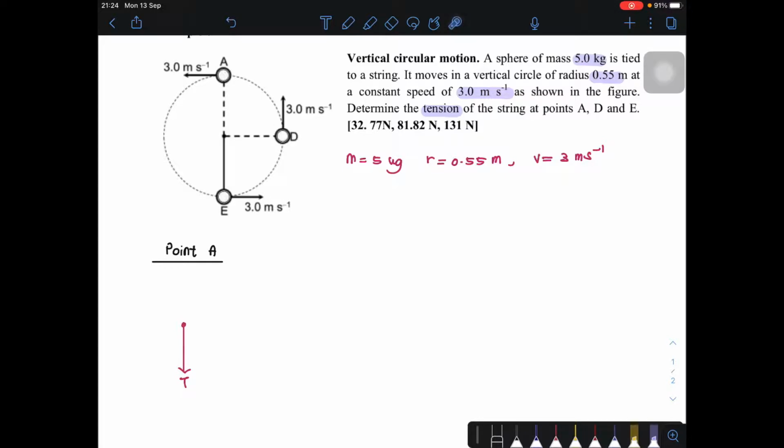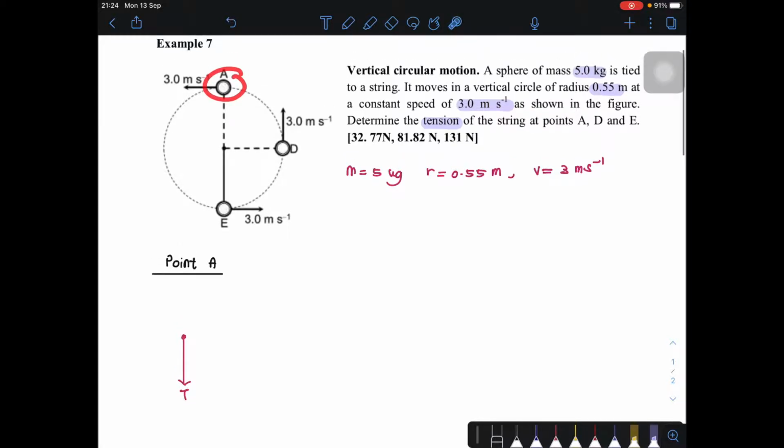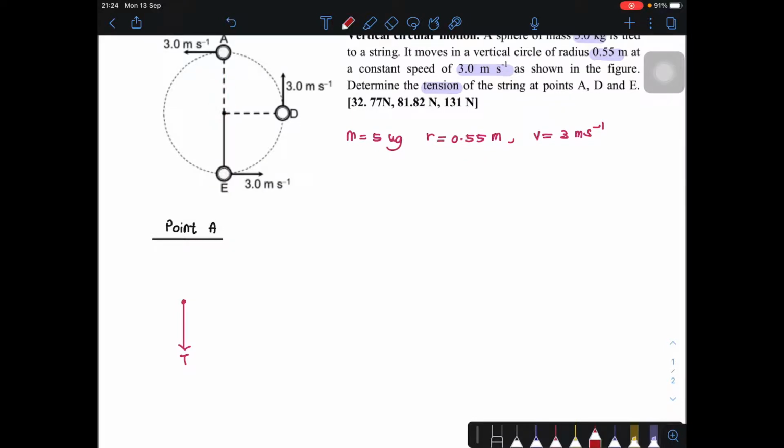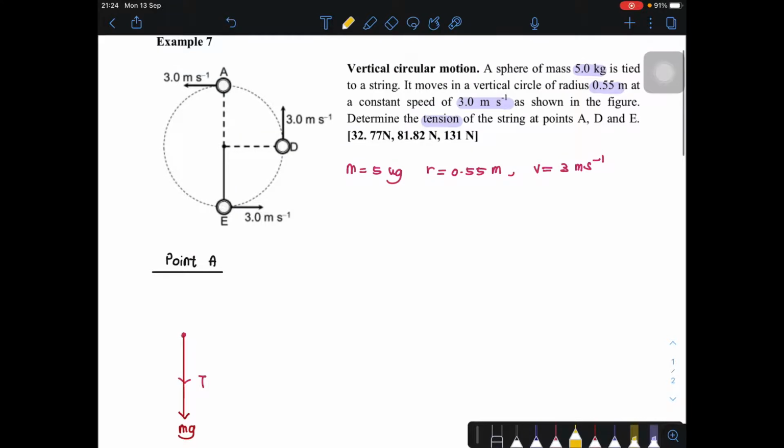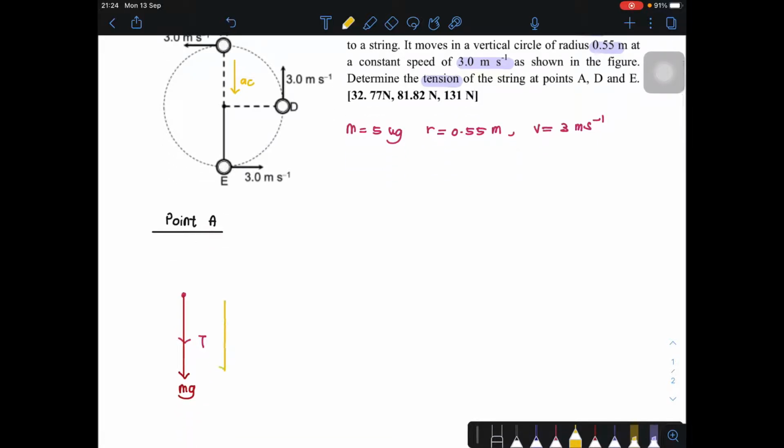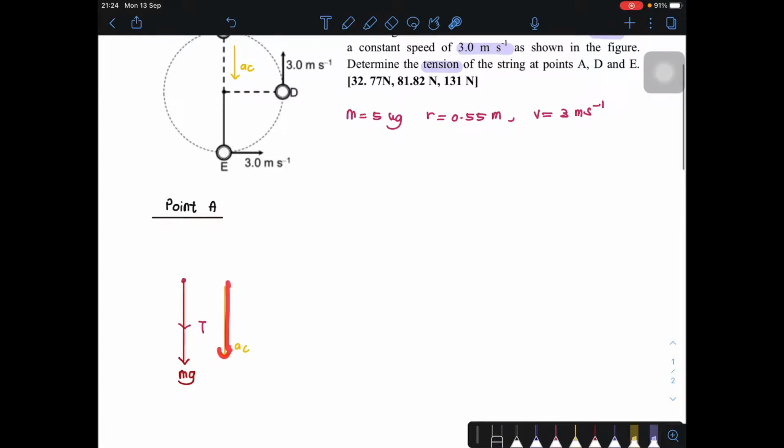Okay, ke bawah adalah tension, but since this one is a sphere with a mass, kalau ada mass akan ada juga weight force, which is always going downward. So kita akan ada weight force juga, going downward, di mana weight force adalah mg. So kita ada tension ke bawah dan juga weight force. Okay, dan kita tahu centripetal acceleration, direction dia adalah always towards the center. So bermaksud ke bawah juga. Okay, centripetal acceleration tu adalah along the y-axis and it is going downward.